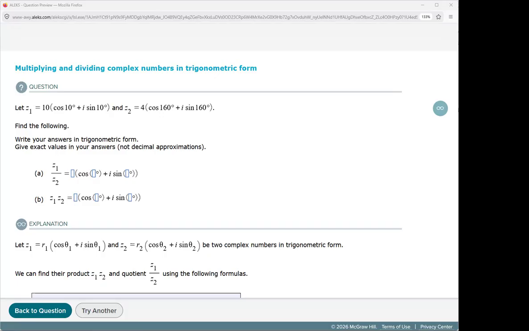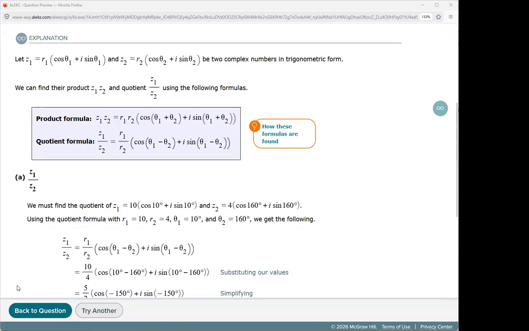Okay. So we're going to do multiplying or division of trig form or polar form numbers. Okay, so if they're giving you Z1 and Z2, if you want to divide or multiply, you got to follow these formulas down here. So all you got to do is plug everything in and we're good. So I'm going to do division first. So I'm going to do this on paper and then I'm going to do this one on part B.